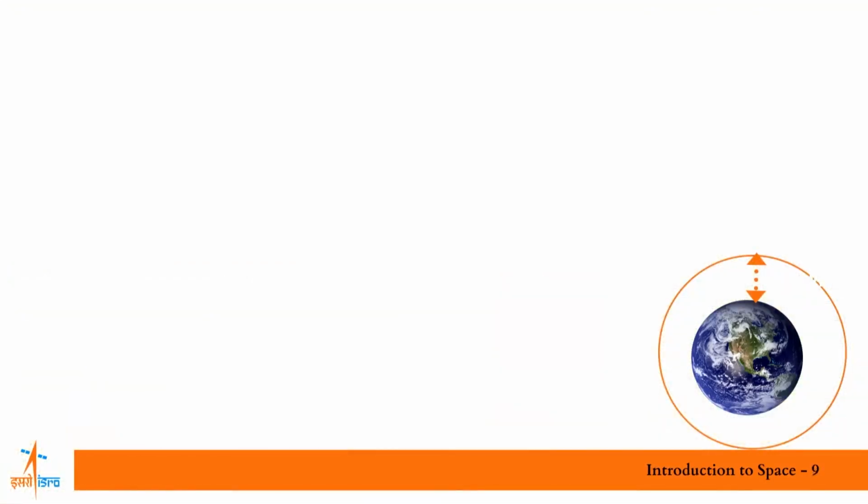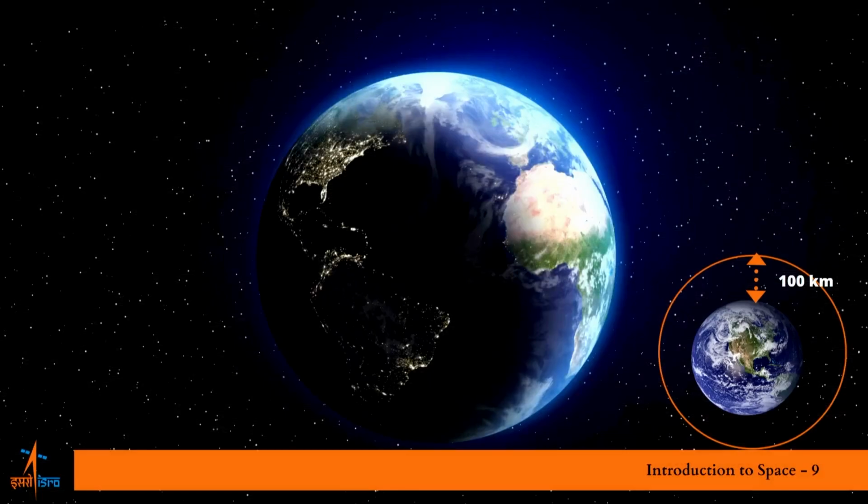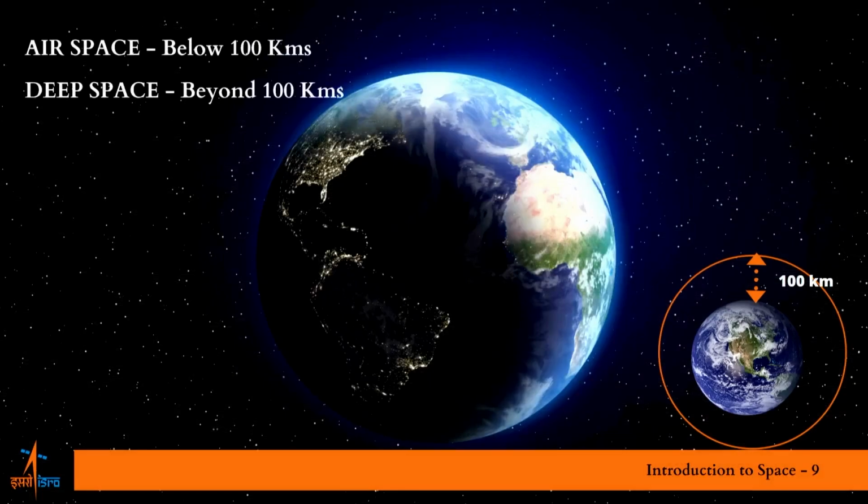Everything below the Kármán line is called airspace, where all the aeroplanes go, and everything above this is called outer space. Everything that lies above the Kármán line is space, and all the objects are said to be in space. As space is a word used to describe the open vacuum in the empty vastness, there is no official end of space known to mankind yet.